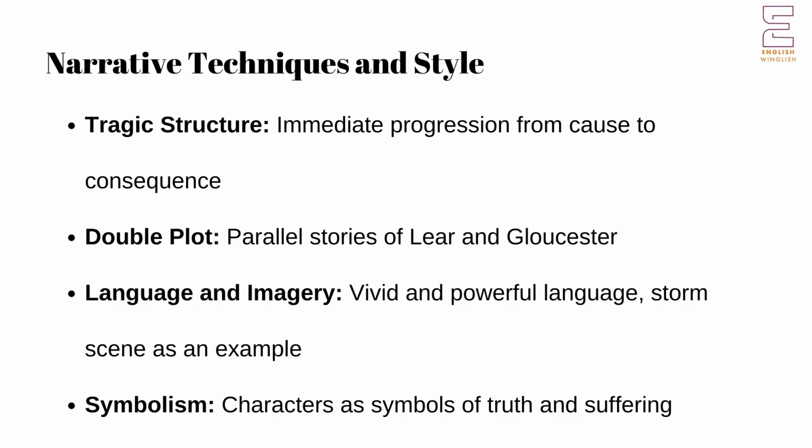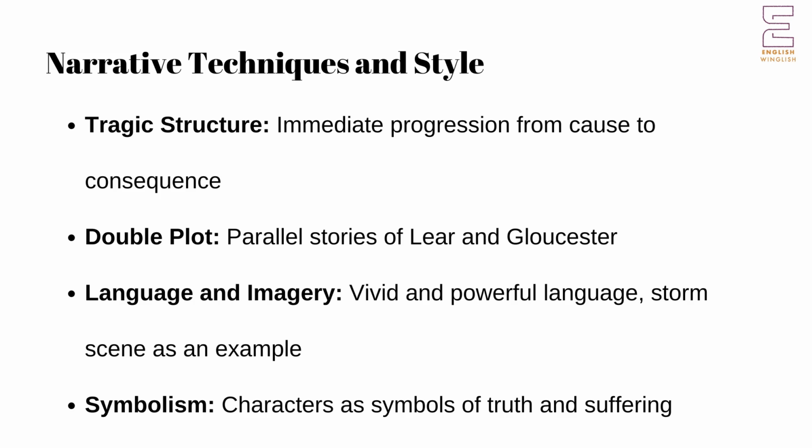Tragic structure. The play's structure foregoes extensive exposition, diving directly into the tragic events. This swift movement from cause to consequence intensifies the dramatic impact. Double plot. The parallel stories of Lear and Gloucester enhance the themes and deepen the emotional resonance. This contrapuntal structure creates a symphonic effect, enriching the narrative.